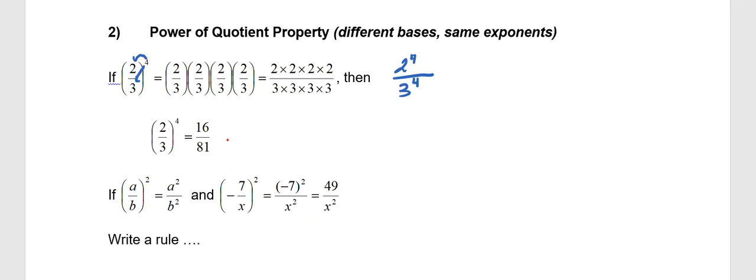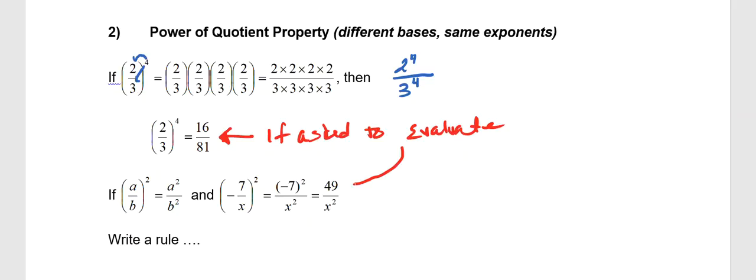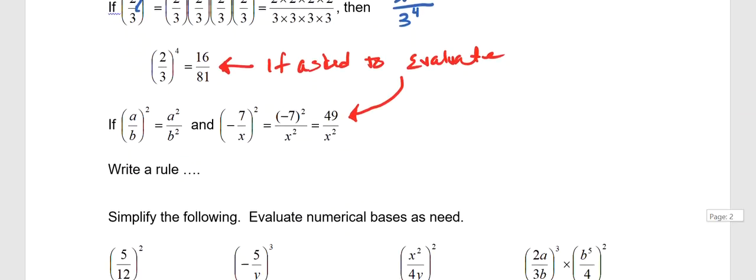Remember, this would not be the answer if we were evaluating. I'm sorry, if we were simplifying. This would be if asked to evaluate. We know 2 to the 4th is 16 and 3 to the 4th is 81. And then we can simply take a look to see if we can reduce that further. Okay, same thing here. This, when you see the example down below, would be as if we were being asked to evaluate. So make sure you understand the difference between simplifying, which is just following the rule, and evaluating.